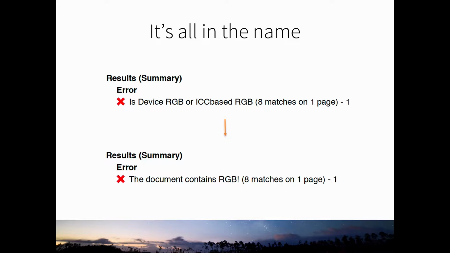So the first one is the very technical name. It's the one, if you basically take a check, you create a check for device RGB or ICC-based RGB, then that will be the name, the most basic name you can give to it. You can say is device RGB or ICC-based RGB based on the parameters you put in the check. Now, below, what you also could have is the document contains RGB, which can also be reported in the report. These are screenshots from a report generated.